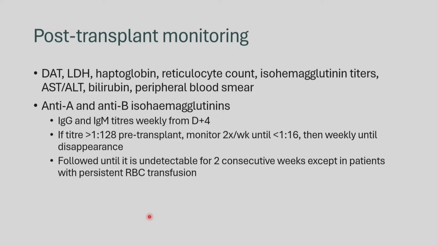So how do we monitor IgG and IgM titers? We need to monitor twice weekly from day +4. If the pre-transplant titers are more than 1:128, you need to monitor twice weekly until the titers drop down to 1:64, then weekly until disappearance. They are followed until undetectable for 2 consecutive weeks. When you get undetectable levels in 2 consecutive weeks, you can stop the follow-up of these patients.